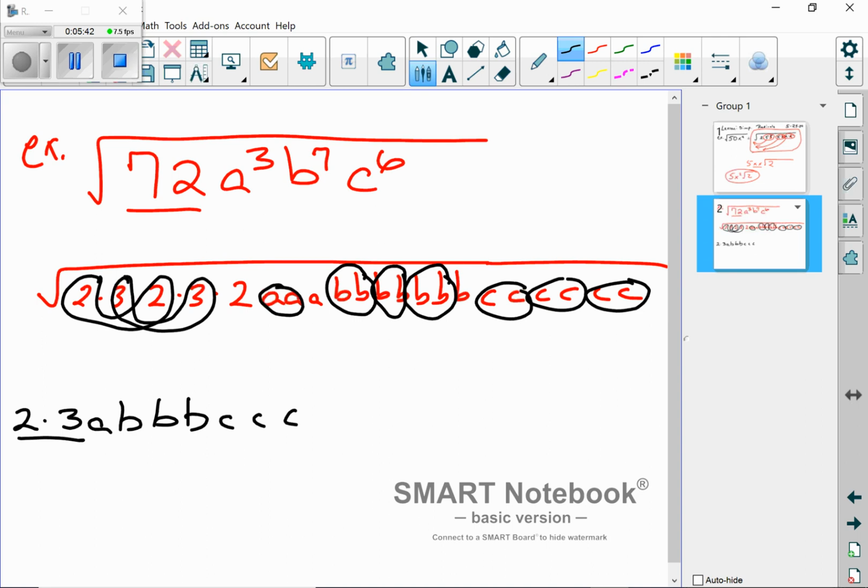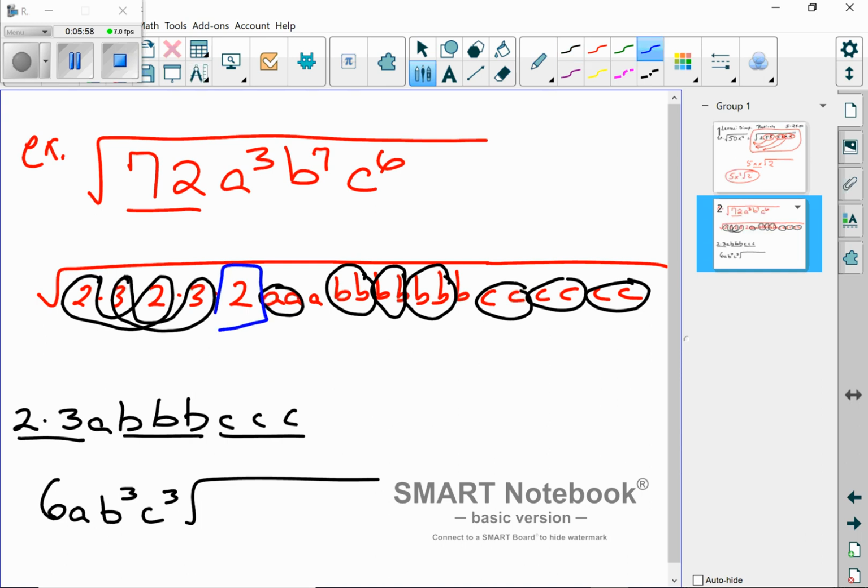This will be 6, A to the first, B to the third power, B cubed, C cubed. Okay, now multiply everything back together. This under the radical sign, we have 2AB, and that's it.